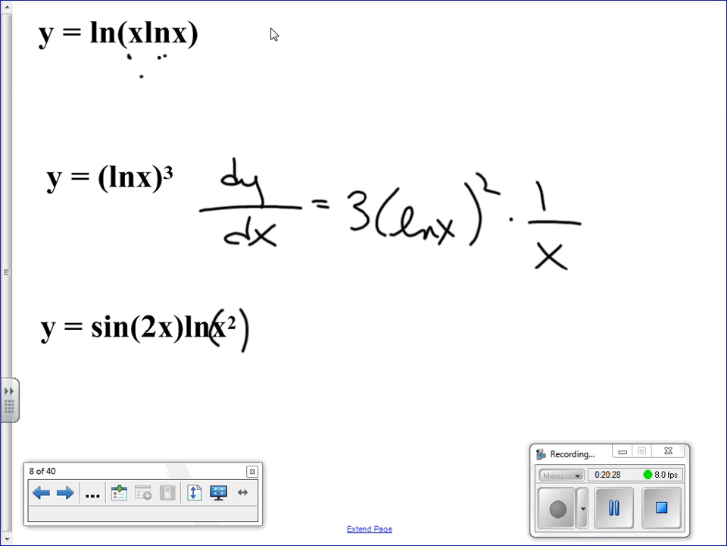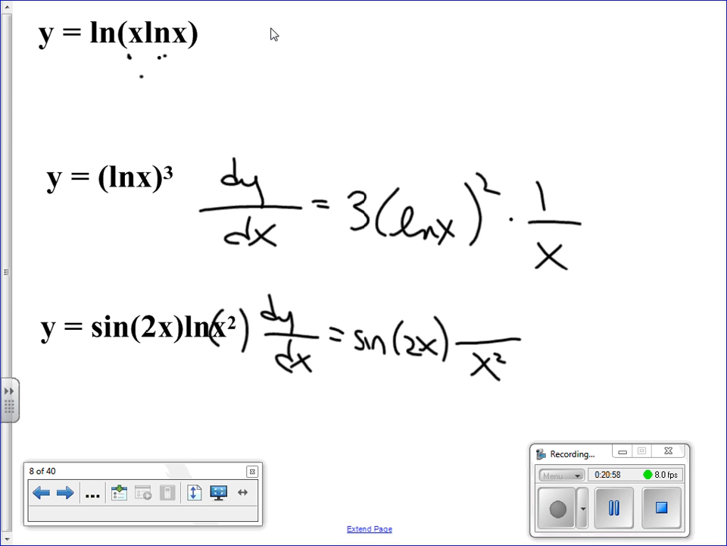Let's do this one because I want to get to something. All right, so let's start this guy. What do we do first with the product rule? First. That's easy enough. Okay, now this is the new stuff. Derivative of the second. What's the derivative of the ln of x squared? Oh, no. It's not the derivative of ln of x, it's the derivative of the ln of x squared.